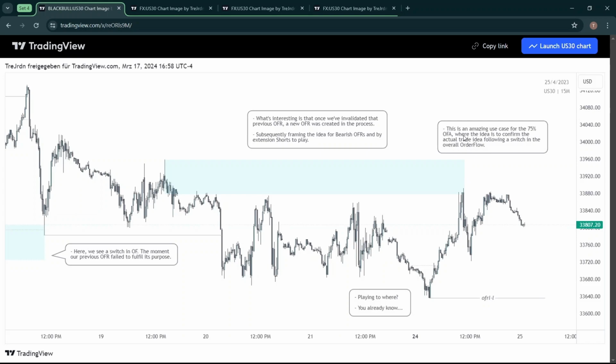But this is an amazing use case for deciding a 3% order flow area where the idea is to confirm the actual trade day following a switch in the overall order flow. So this switch in the overall order flow, signaling the switch in directional bias, is now framing the idea that we need to play short. And as I said, this becomes a main focus, playing to where the targets are or where you're likely to head to. That's another way.